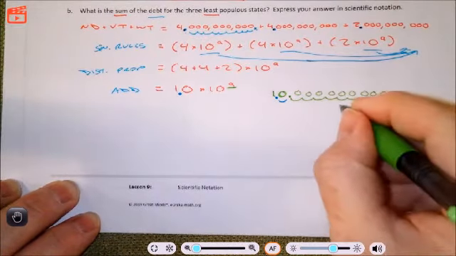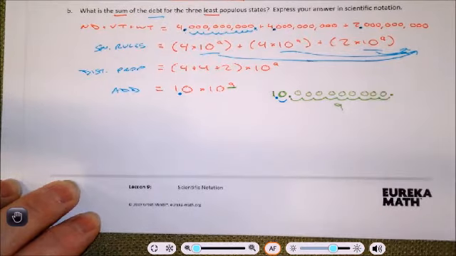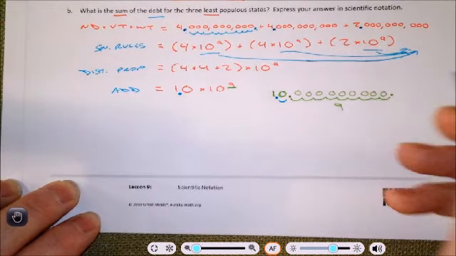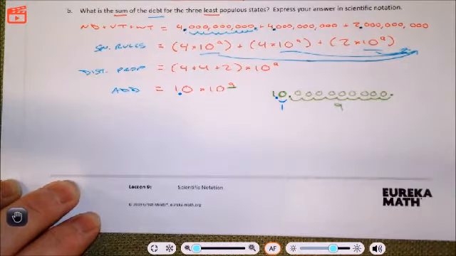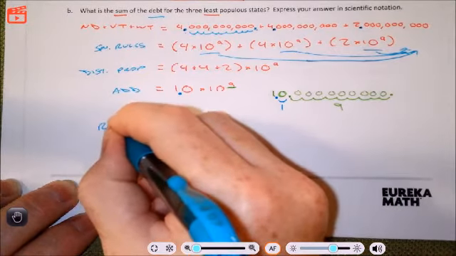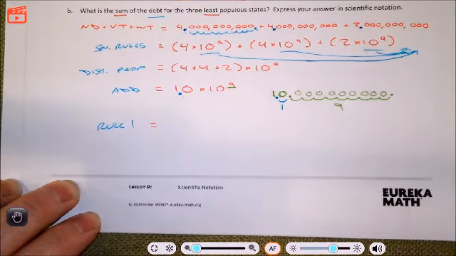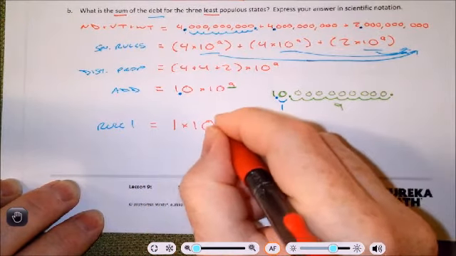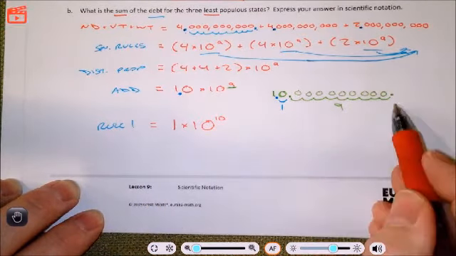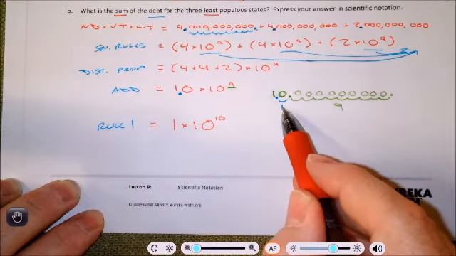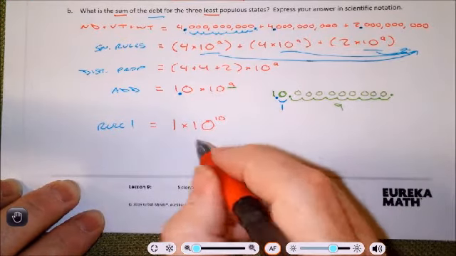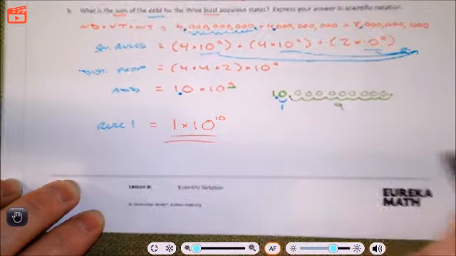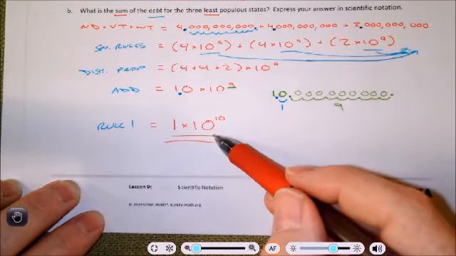So it moved 9 place values here. To match the rules for scientific notation, I had to move 1 more place value. So to stay true to rule 1, it has to be 1 times 10 to the 10th. The 9 we started with, and then the 1 more because I had to match rule 1. So that is the debt of all three states there.